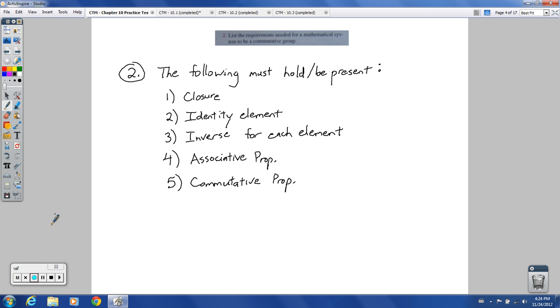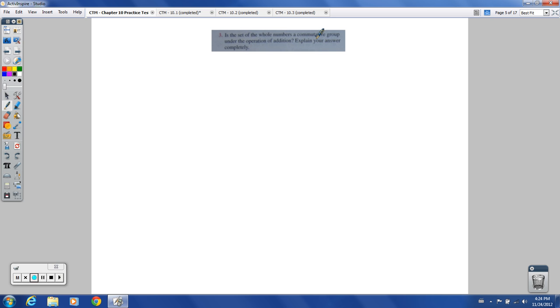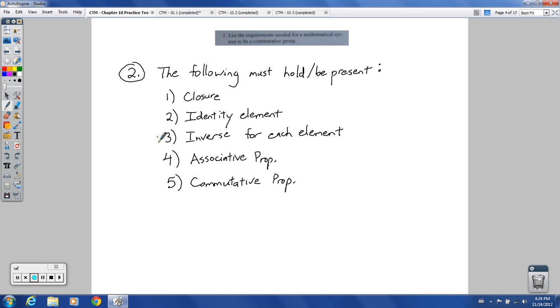Alright, so let's move on to number 3. Number 3 asks, is the set of whole numbers a commutative group under the operation of addition? And explain your answer completely. The way we worked these problems before, remember, is we just checked our steps. We go through the 5 steps, 1, 2, 3, 4, and 5. I'm going to refer back to this one a fair amount, just as a reminder, basically checking the CIIAC.